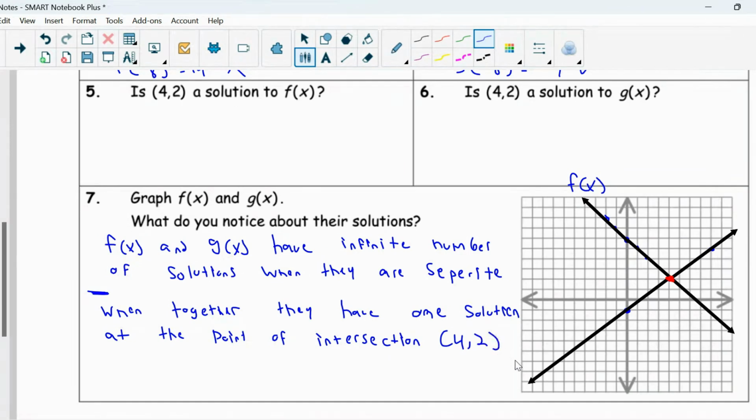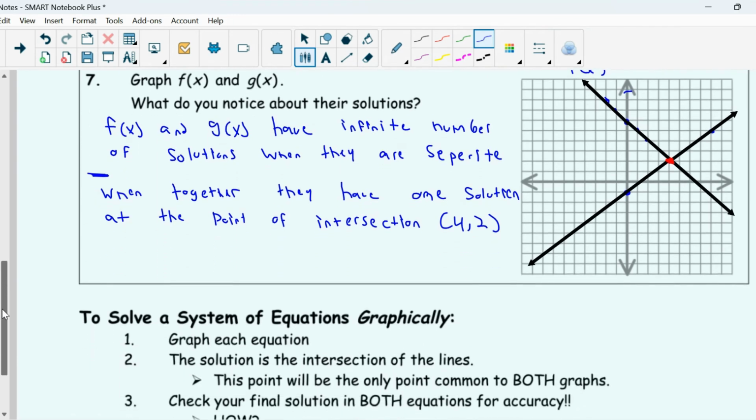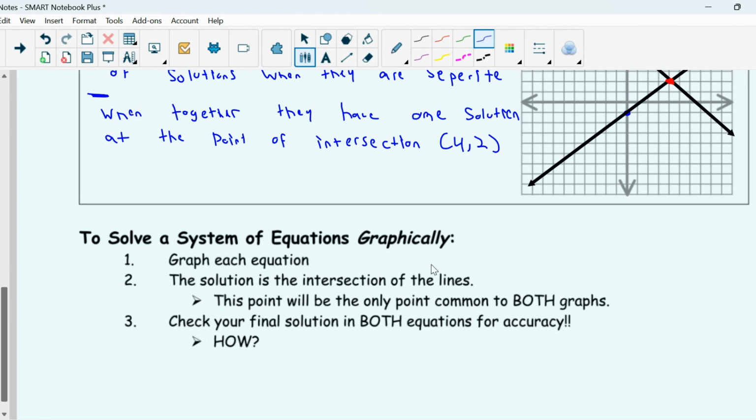Okay? And this is essentially what we are working on when solving a system of equations. We are trying to find what is that point at which they intersect each other. So just below this, we have our instructions for how to solve a system of equations graphically. We'll learn how to solve them in other ways in the following days.